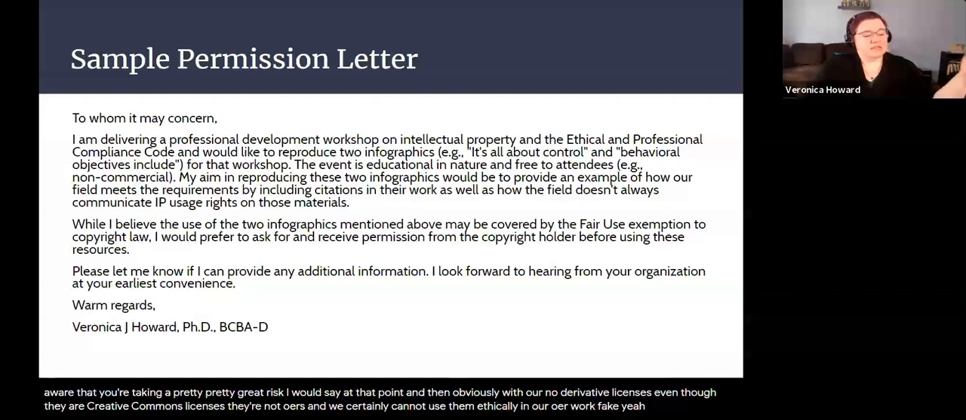And here's a sample of a letter that I have shared with others before. So this would be a great place if you wanted to have a model. Just stop here, take a screenshot. This was a sample permission letter that I actually sent to someone who had some infographics that were sharing something that didn't include citations. So I wanted to use it as a non-example.